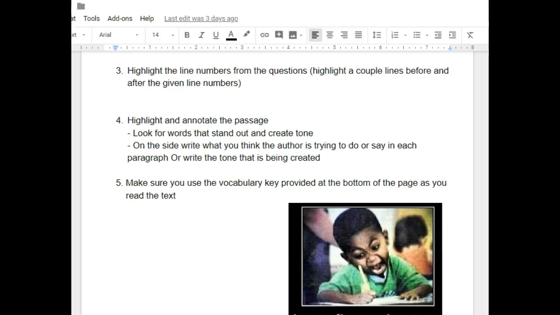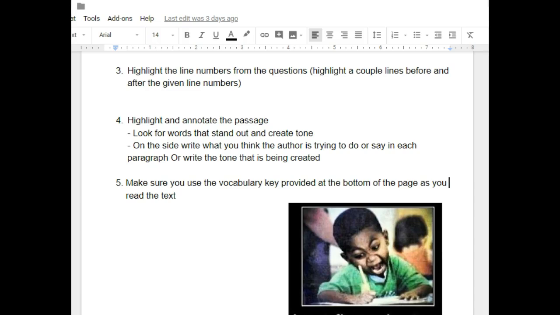The last 2 tips are to highlight and annotate the passage as you go. Now, students don't want to do this. I walk around sometimes and I see blank passages, students just reading through the whole thing without annotating or highlighting anything. That is a mistake because you will understand it better if you stop every once in a while, like after a section, and jot down what's the purpose of that section.